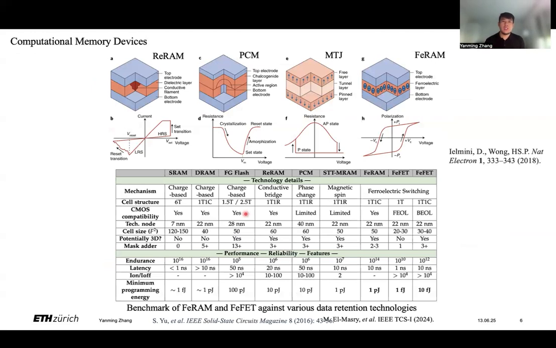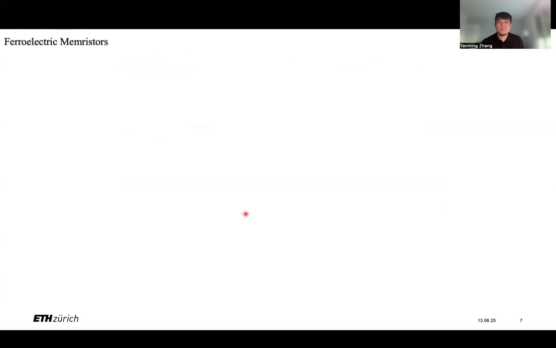And here are some examples of computational memory devices based on different physical working principles, like the formation of conductive bridges, the phase-change materials, the spin torque for magnetic tunnel junctions, or the ferroelectric polarization for ferroelectric devices. They all have some pros and cons, but just in terms of energy consumption, according to some benchmark tests, the ferroelectric devices might be the most energy efficient one.